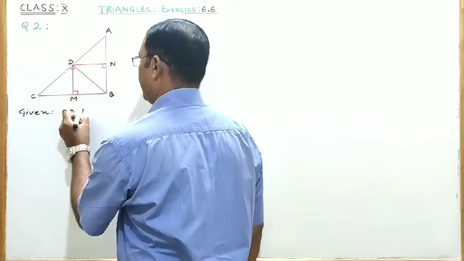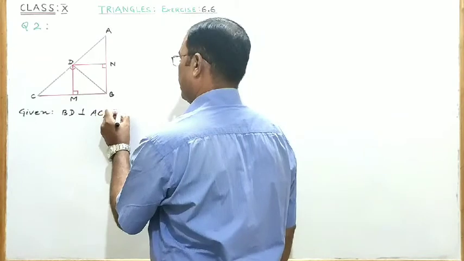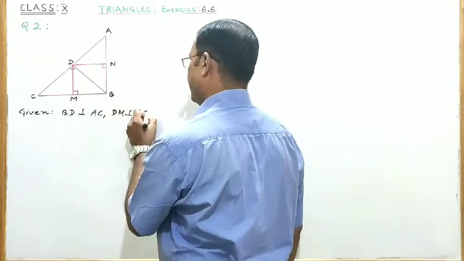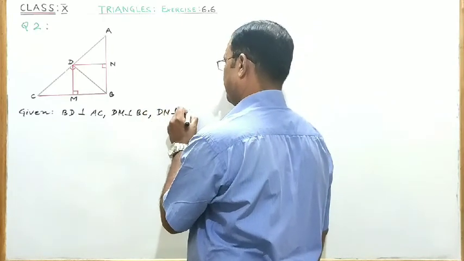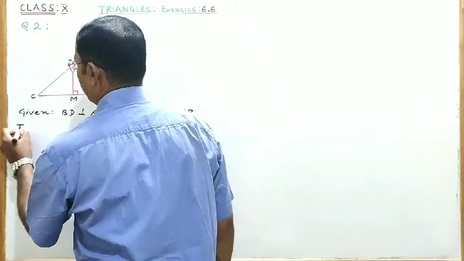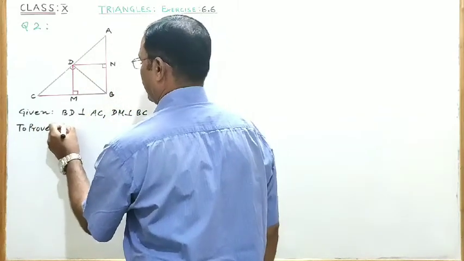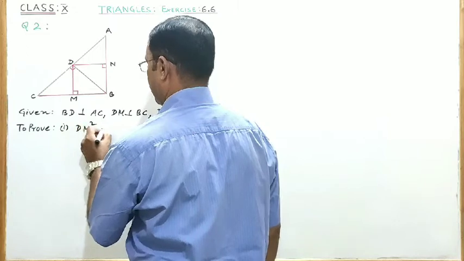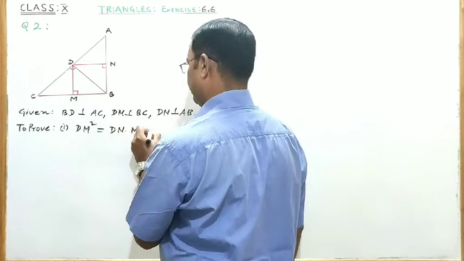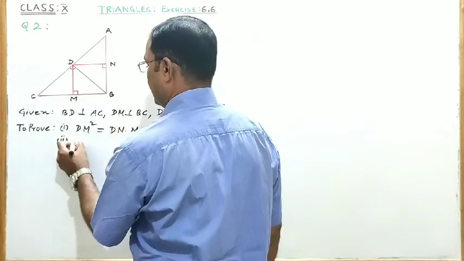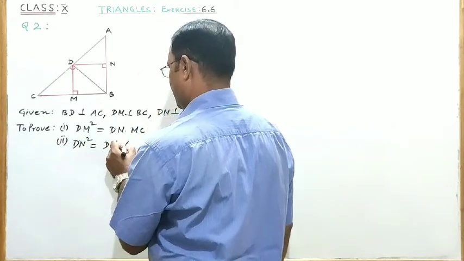Given: BD is perpendicular to AC. DM is perpendicular to BC and DN is perpendicular to AB. To prove, DM square is equal to DN into MC and DN square is equal to DM into AN.